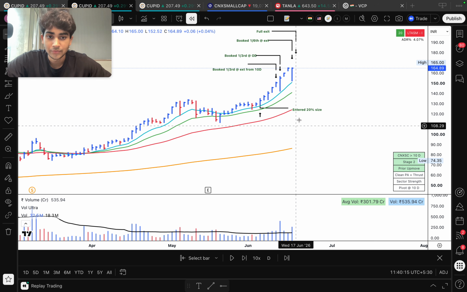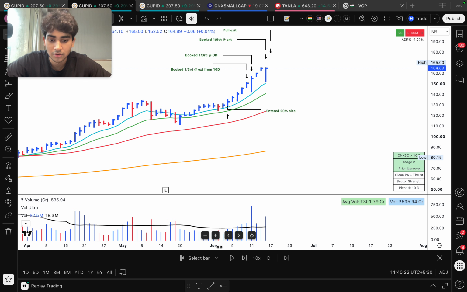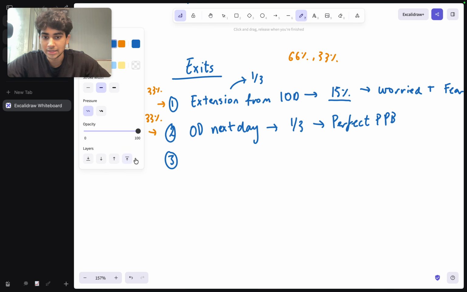Then, okay, over here, massive shakeout, right? A big shakeout. So I feel like this is fine, booking 1/6 on this day. It's fine, not an issue. And then next day, another shakeout. I booked everything and I got out fully. Okay, so my third exit was 1/6 at shakeout. And then my fourth exit was 1/6 at shakeout.